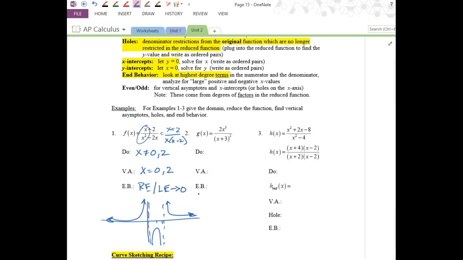Okay. And then I have a question. How do you find the vertical asymptotes? The values that make the denominator 0. Okay. All right, number 2.